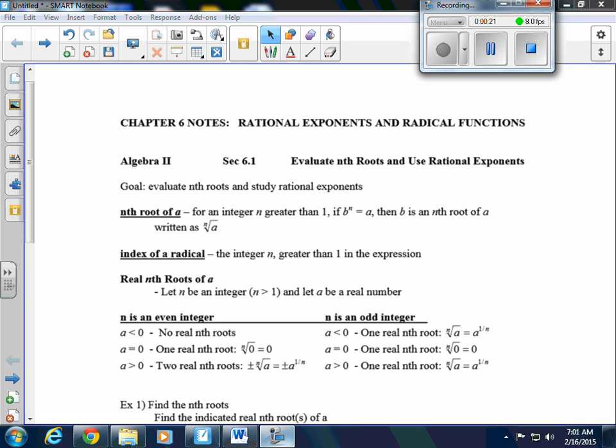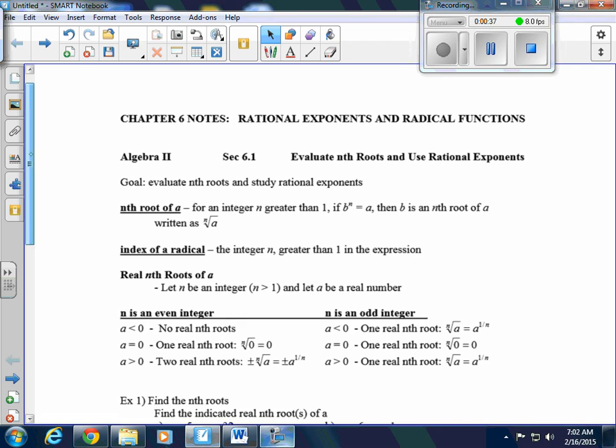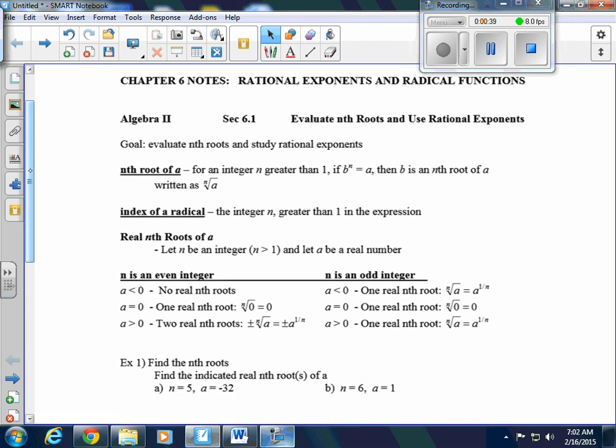When we talk about nth roots, we're talking about index numbers. So far we've talked about square roots. Well, today we're going to be talking about third roots and fourth roots and fifth roots. And so when we look here, it says the nth root of a for an integer n greater than 1. If b to the n equals a, then b is an nth root, which is written as the nth root of a. So if we look at that, the n is our index number.